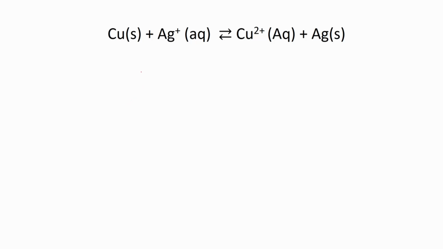Hi students, and today we'll be talking about cell potentials and voltaic cells. Now this is a redox reaction shown above where copper solid is reacting with silver ion to become copper ion and silver solid. And last time we learned how to balance this reaction.